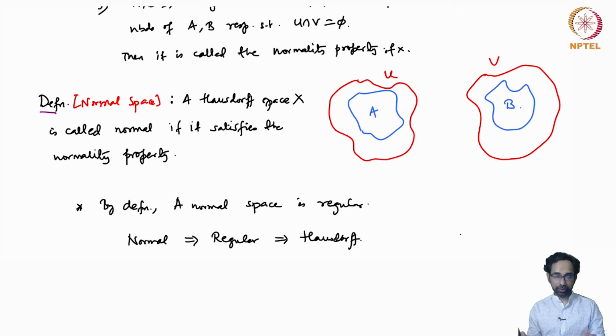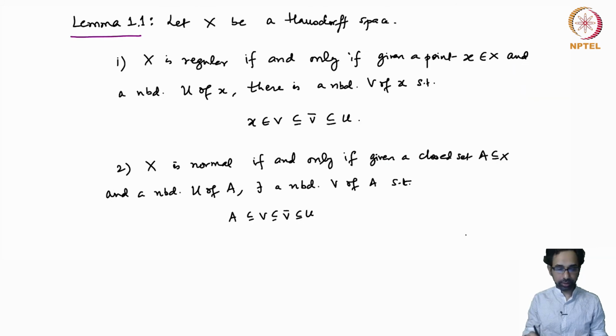Now let me give a characterization of regular and normal spaces in terms of neighborhoods. Okay, so you will see what I mean just by considering neighborhoods of closed sets and neighborhoods of points. So let us see it as a lemma. So here's the lemma.